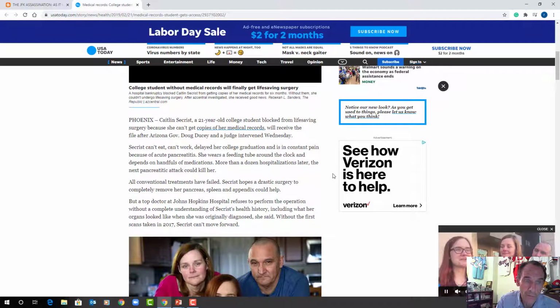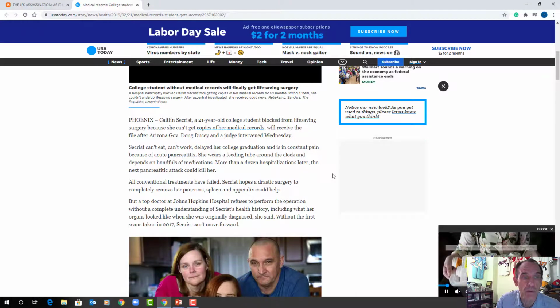So the lead here says Caitlin Sechrist, who, a 21-year-old college student blocked from life-saving surgery because she can't get copies of her medical records, will receive the file, what, after Arizona Governor Doug Ducey, another who, and a judge intervened Wednesday. When? Also the fact that Arizona is mentioned here, and also Phoenix is what's called the date line. So that kind of takes care of where. So we have who, what, when, and where in this lead.